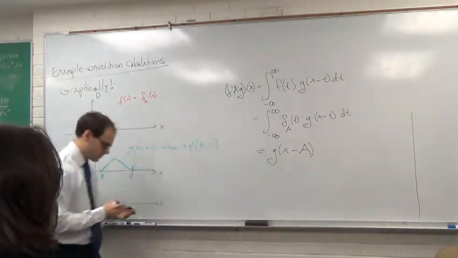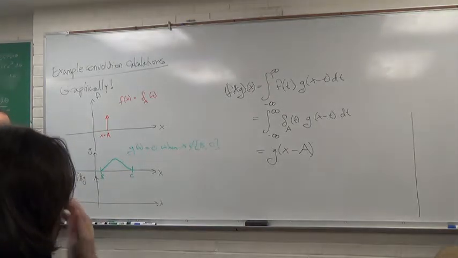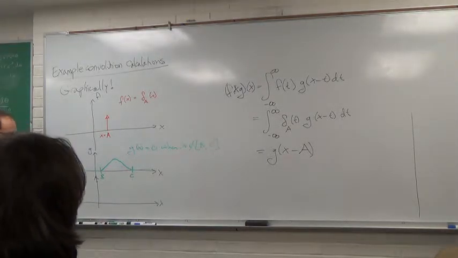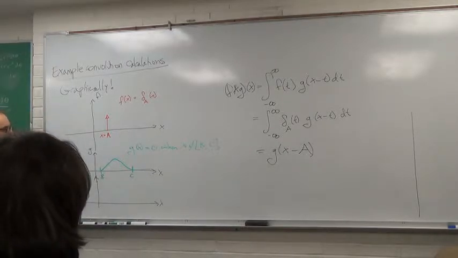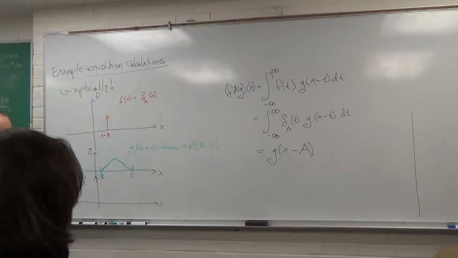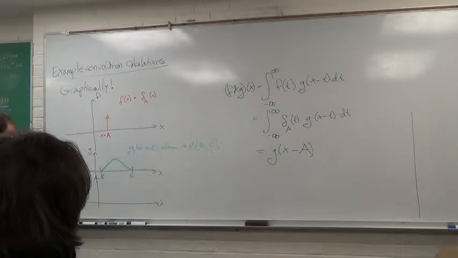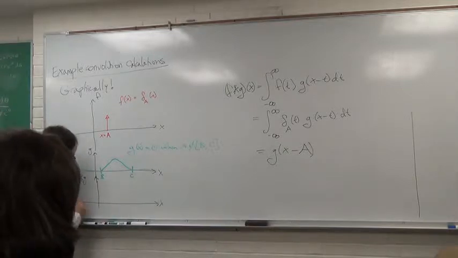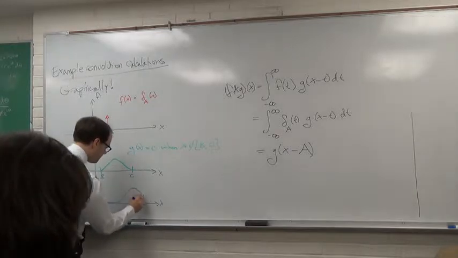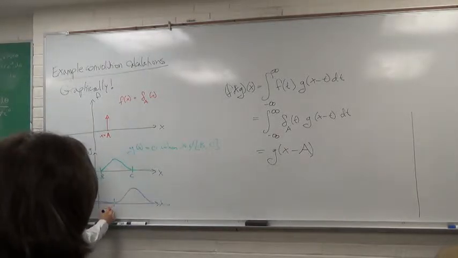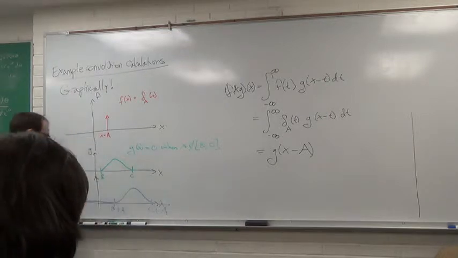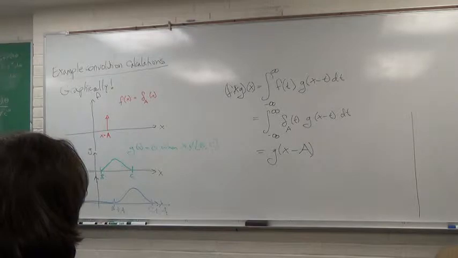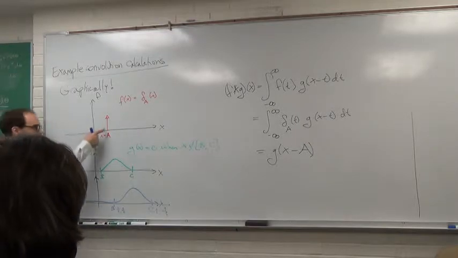So what has this convolution done? It's shifted this function. And how has it shifted? Left, right, up, down? It's shifted to the right by a. So here this is b plus a, and here this is c plus a. That's what the convolution does when you convolve with a delta function: it shifts by this amount.